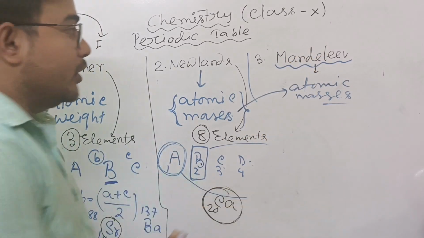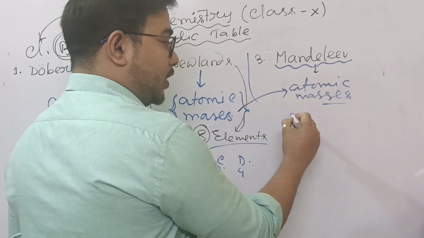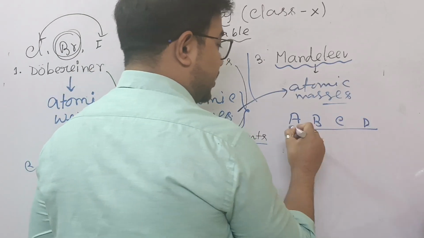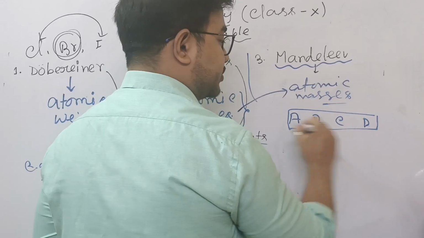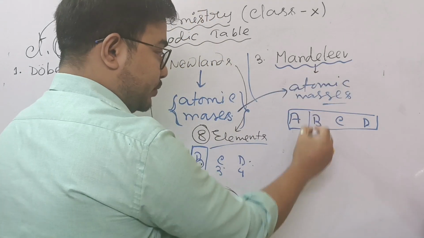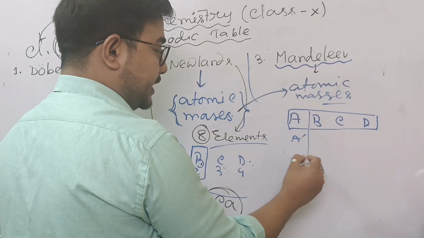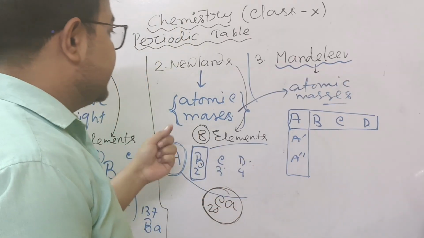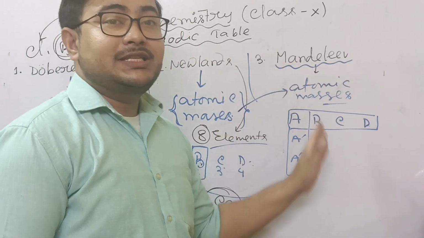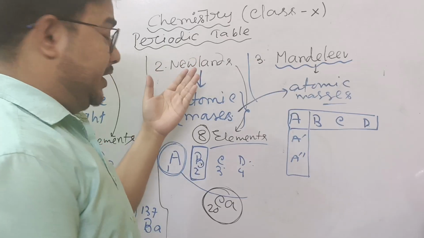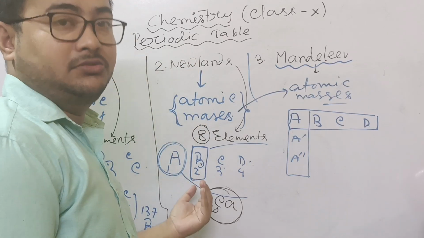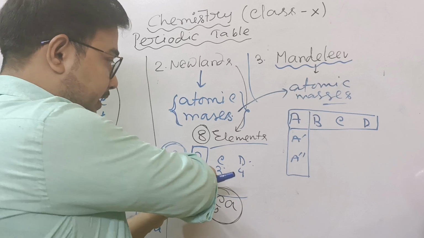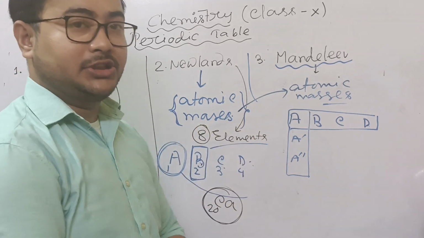So what is the Mendeleev law? Look at the board, A, B, C, D. According to Mendeleev's periodic table, this is called a row. And as you move downward, suppose A dash, A double dash, like that, it is called a column. As I told you previously, Mendeleev does not consider any position like Newlands. Newlands considered 8, a particular number. The characteristics of the first element will arise again at the 8th position.